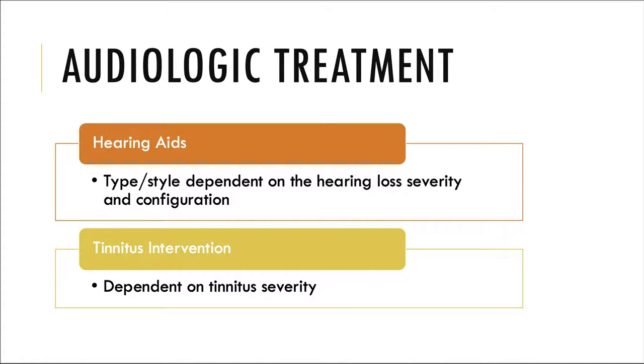If it's a progressive hearing loss, you would want to make sure you pick a hearing aid that has a lot of headroom, just in case the hearing loss progression does get worse and worse in short amounts of time.